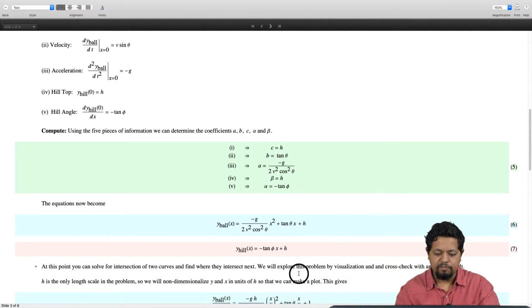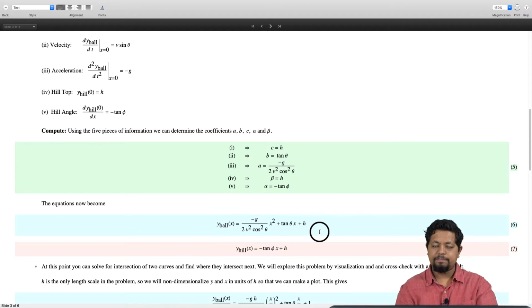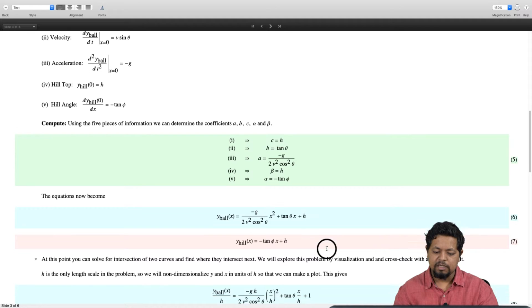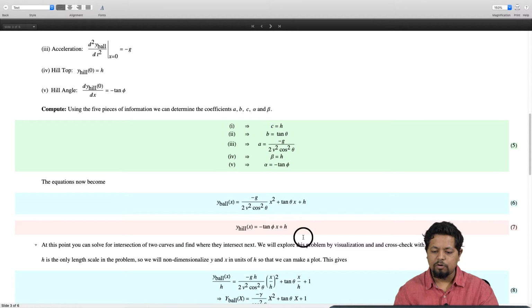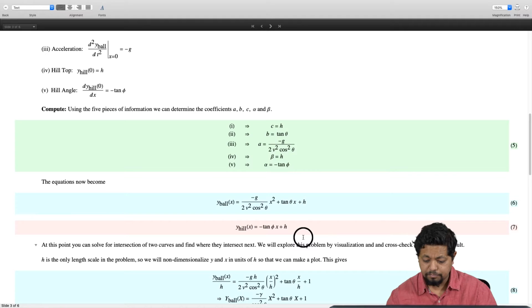Putting these conditions, I found that y ball is minus g by 2v square cosine square theta x square plus tan theta x plus h. Similarly, for y hill I have got minus tan phi x plus h. Now these two are equations which contain dimensions in them. The next thing I want to do is non-dimensionalize these equations.